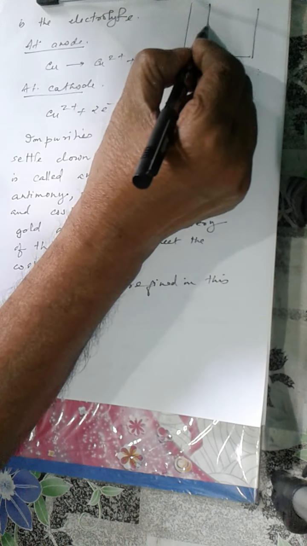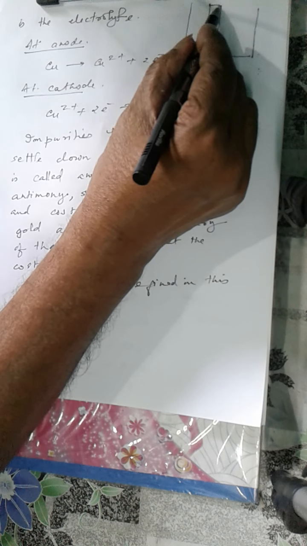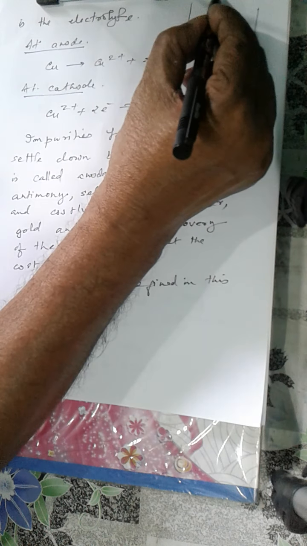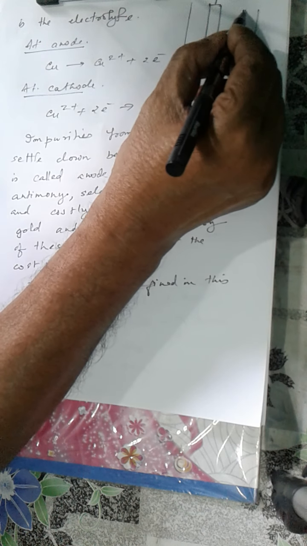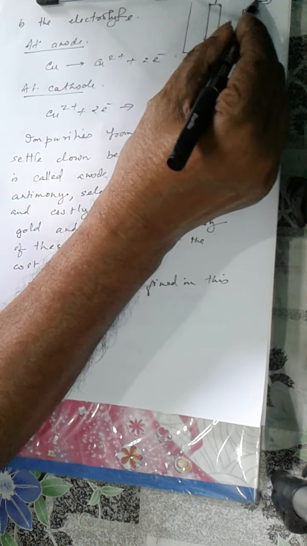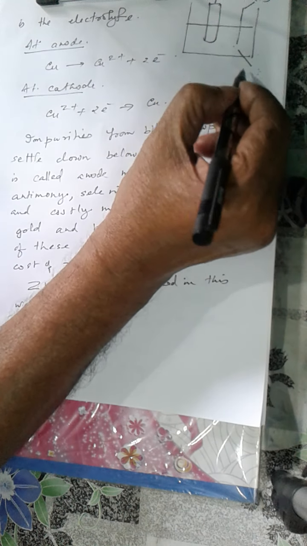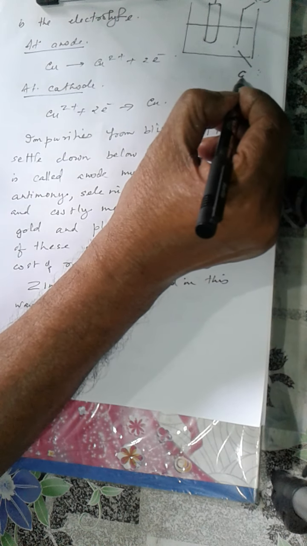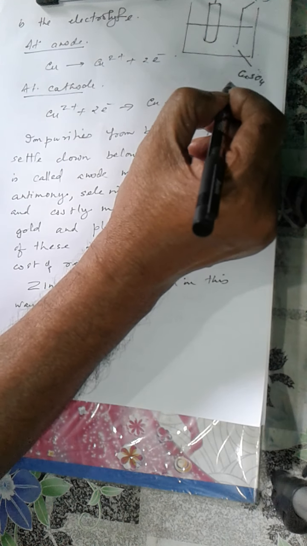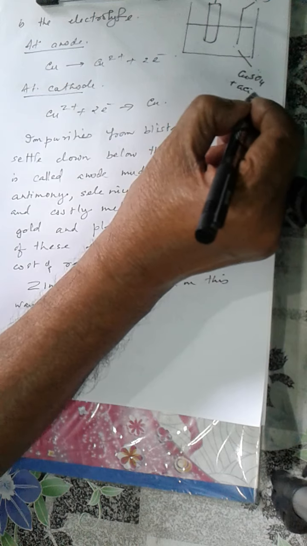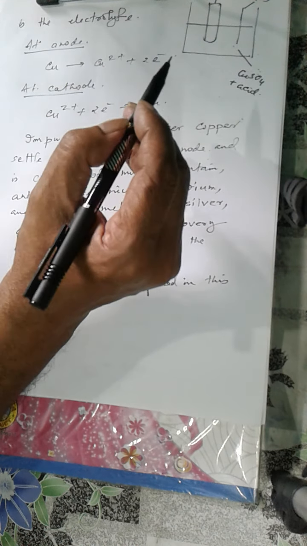So we have impure copper as thick blocks as the anode and a thin sheet of copper acting as the cathode, and copper sulfate slightly acidified to increase its conductivity. So CuSO4 plus acid. Acidified copper sulfate is the electrolyte used.